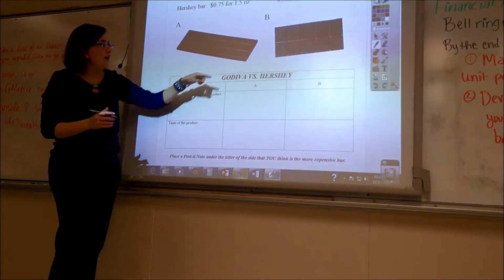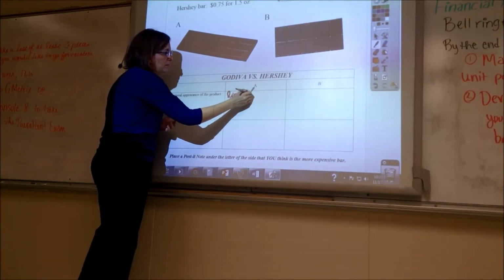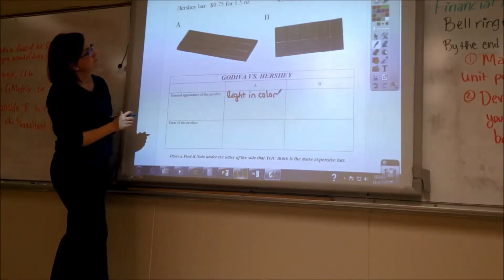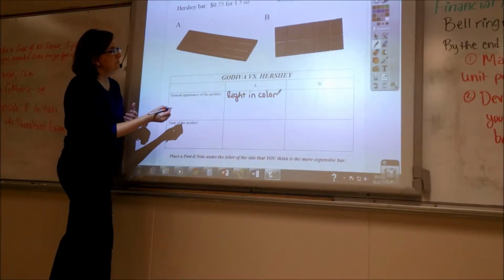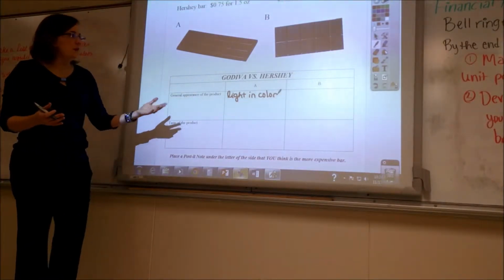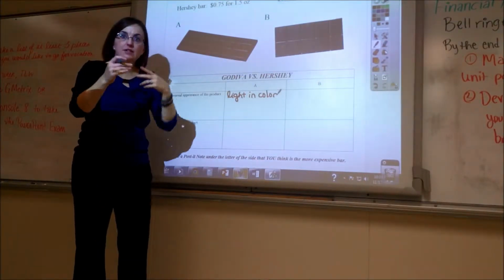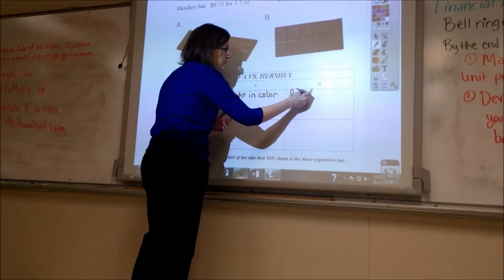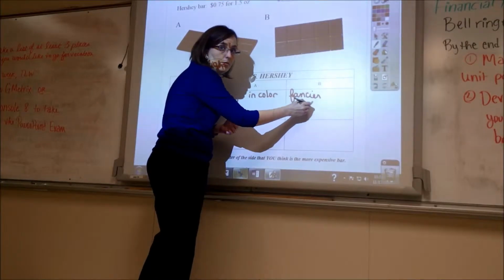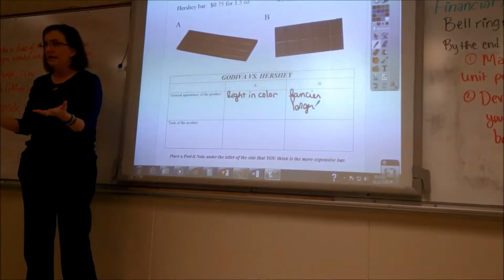So I'd look at chocolate bar A, and I might write like, it's light in color. Looks like not too shiny maybe, or something like that. Just make some generalizations about the chocolate. Now, the B bar has fancy designs on it, so I would write that. It looks fancier. And it's kind of big and wide. It's actually a thicker bar when you put them right next to each other. So you'll make some generalizations based on what the product looks like.